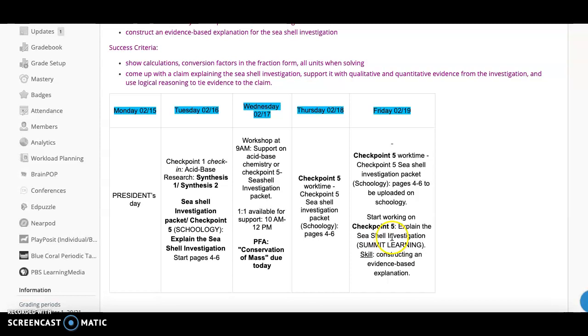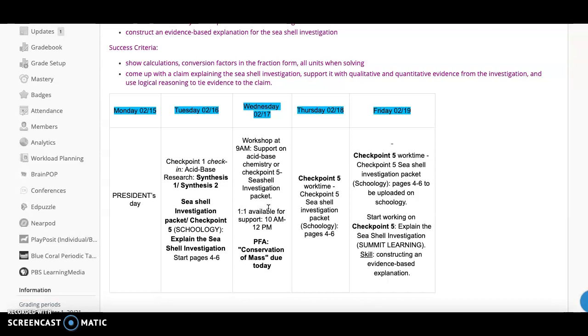On Wednesday, I have the workshop at 9 a.m. and I can give you support on acid-base chemistry. If you're not done with the acid-base POGIL and you reached out to me because you needed extended time, it's just fine, and you can get some help for this during this workshop. You can also get some help for the calculations for the seashell investigation packet. There is also one-on-one available.